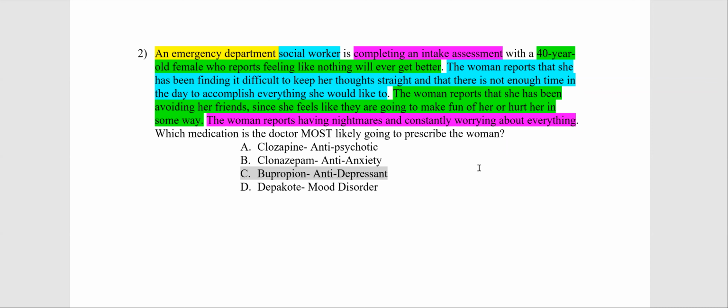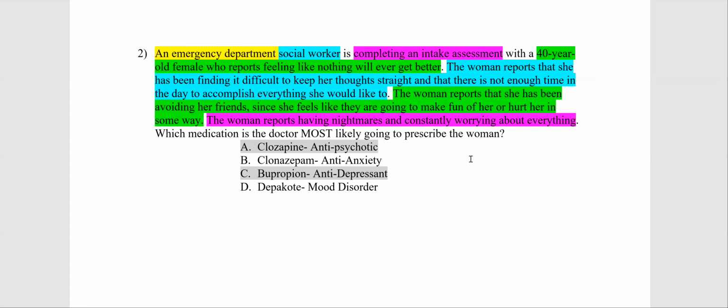We're also going to rule out clozapine or Clozaril. Why? Because we are not looking at a psychosis type episode. Plus, we're in the emergency department, so we need a med that is going to be fast acting and going to relate to the symptoms that we're seeing. Given she feels like people are going to make fun of her or hurt her in some way, that sounds more like anxiety rather than paranoia.